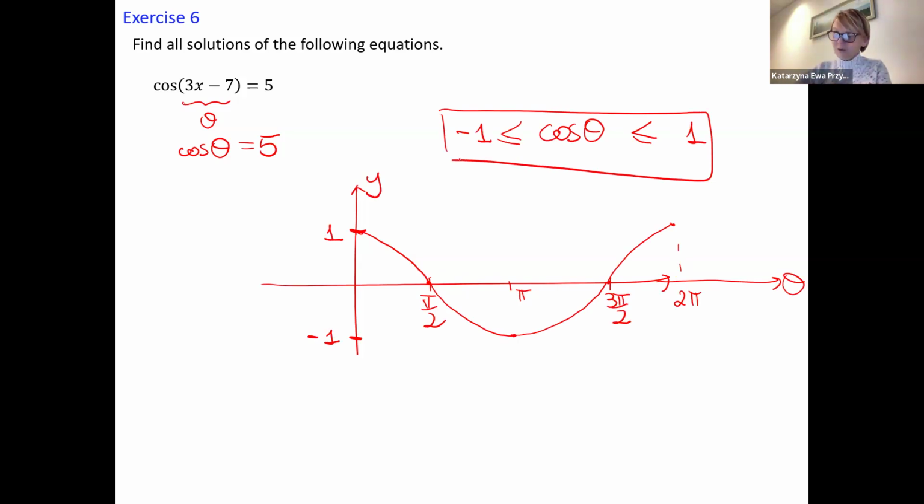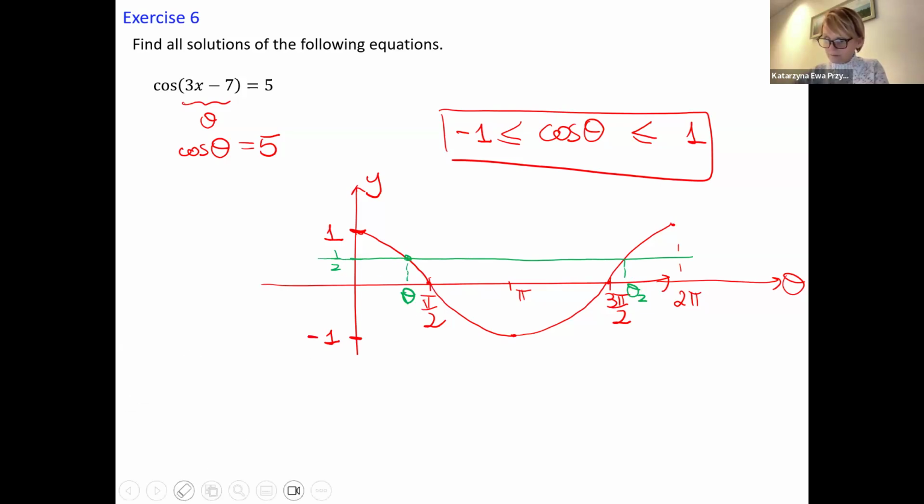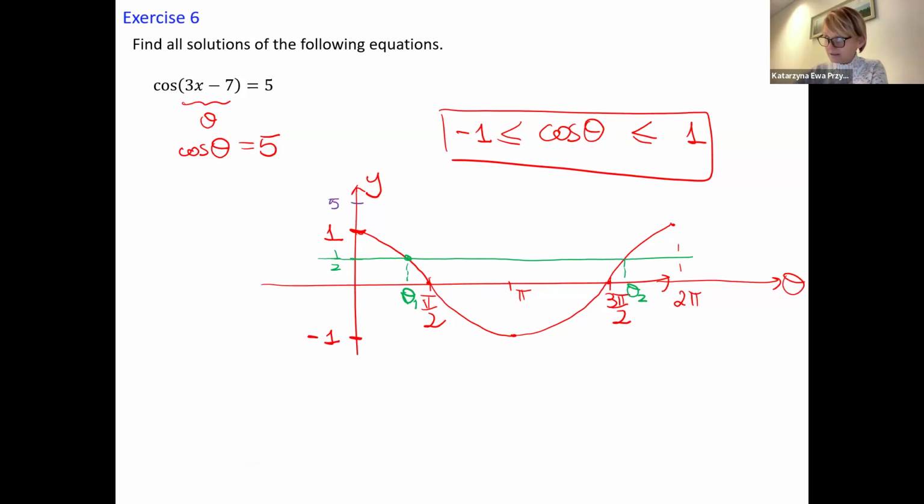That means if I would like to find out where the cosine equals, for instance, 1/2, I can draw the line and this will be the solution, theta, maybe theta 1, theta 2. Let me, yeah, we can see. But when I draw the line 5, let's pretend that this is 5, I will never intersect the cosine curve. And that means that's not possible.